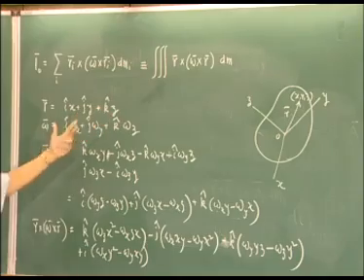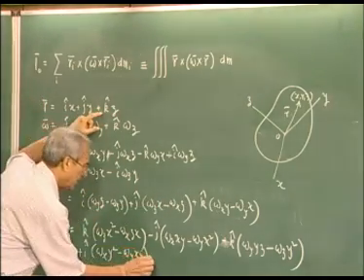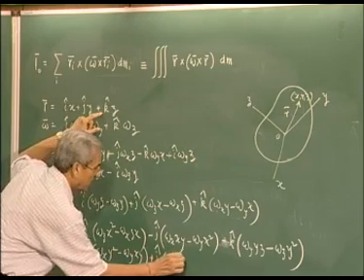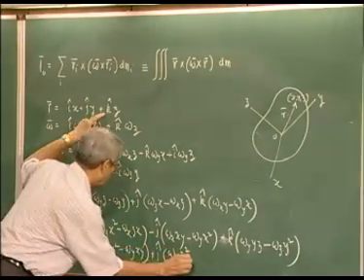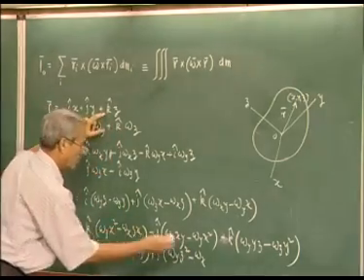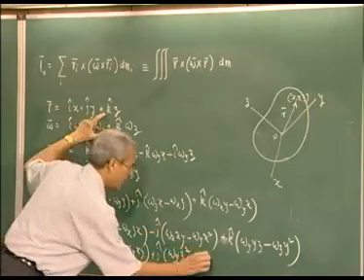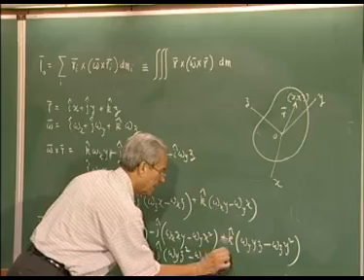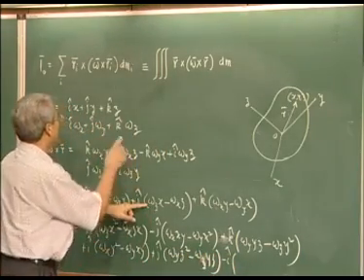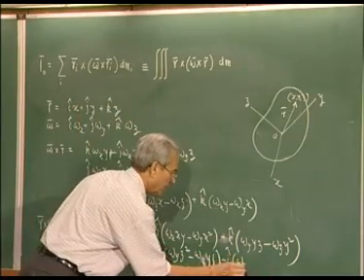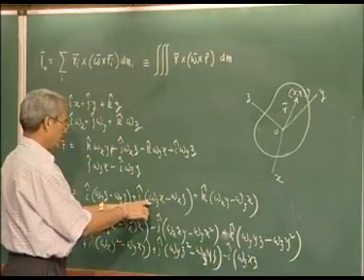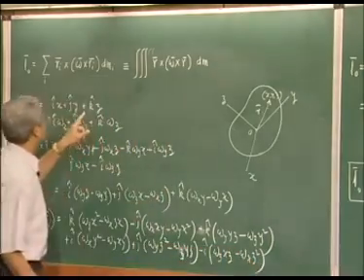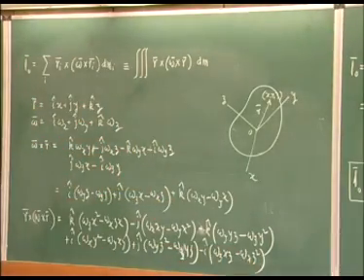The last term will be this cross this. So, k cross i is plus j, omega y z squared minus omega z y z, plus k cross j is minus i into omega z x z minus omega x z squared, and k cross k is 0. So, that term goes. So, this is the term.